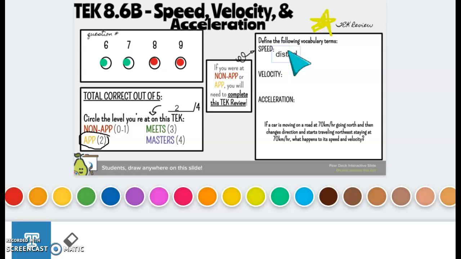Speed is distance over time. Velocity was speed and direction. And then acceleration, again, was change in speed or direction.